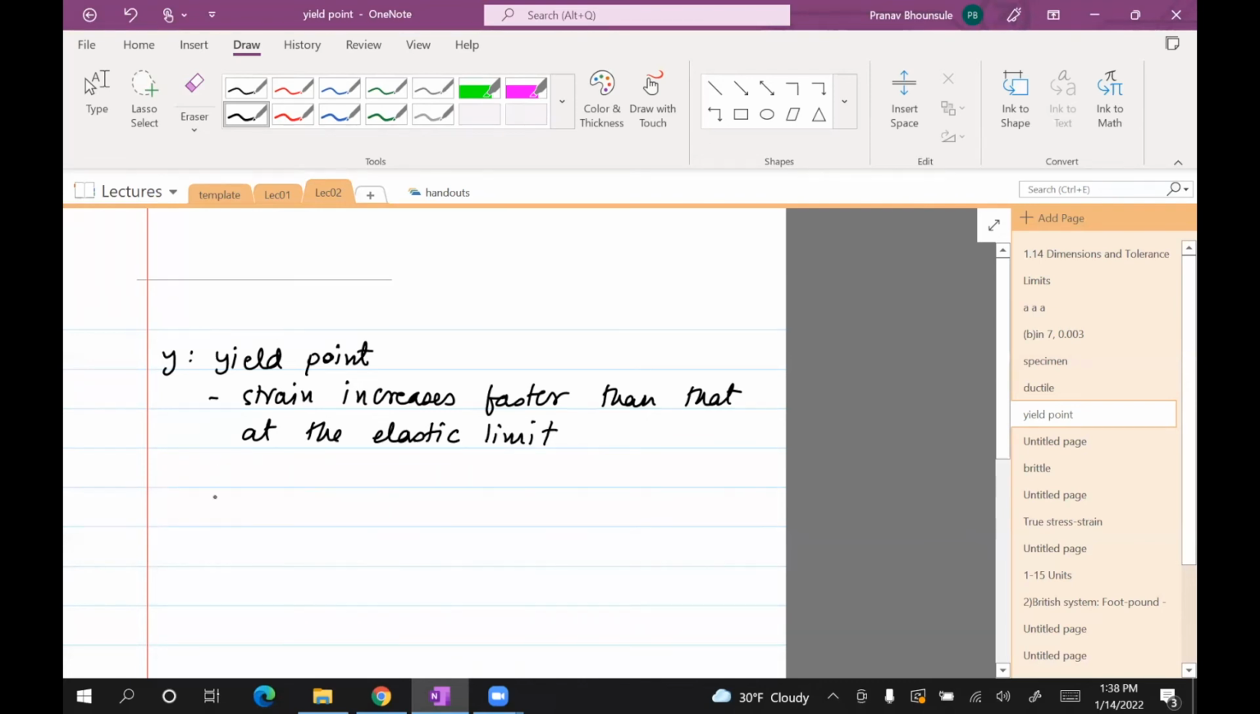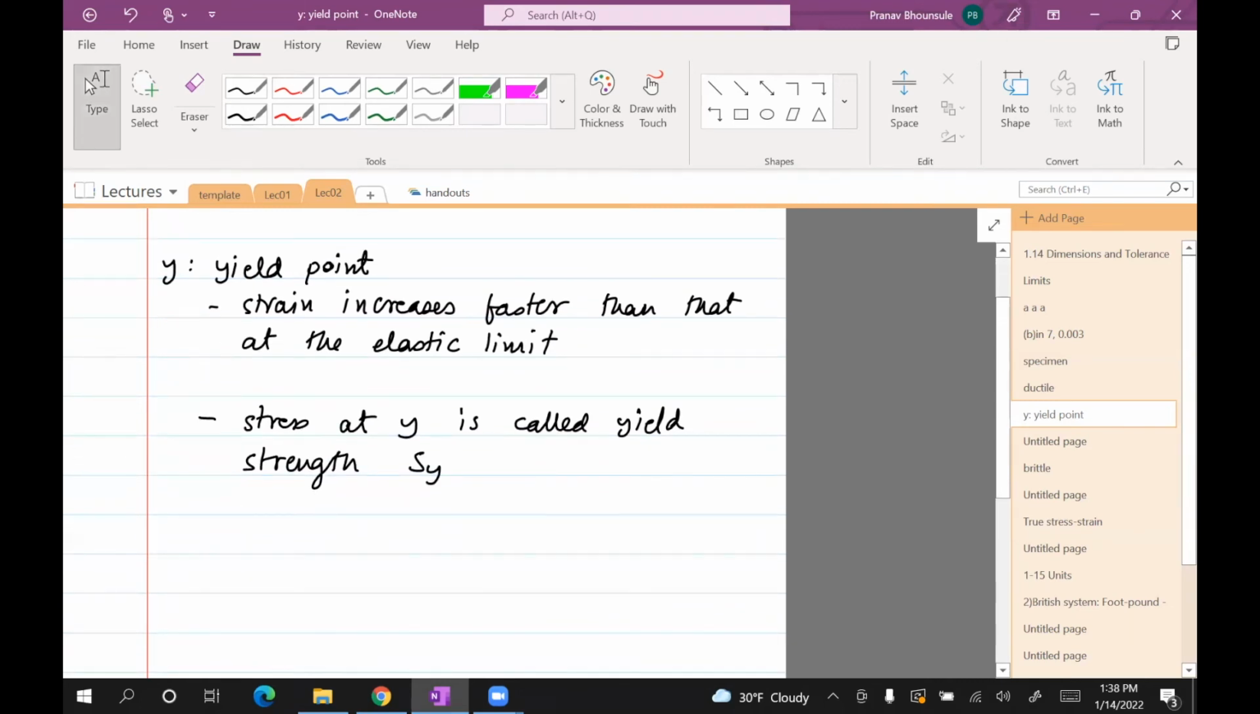Okay, the stress at point Y is called the yield strength. Stress at Y is called yield strength, and it's denoted by SY. Okay, SY is one of the most important things in this course. It will come again and again when we design materials.